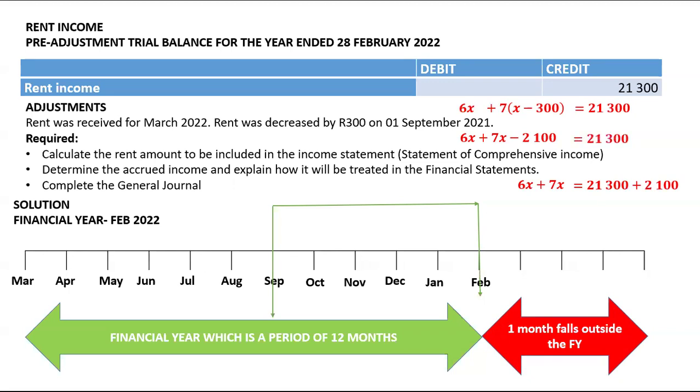23,400. Divide that by 13, which is 13 months of rent. It'll give us 1,800. So it means that it was 1,800. Thereafter, it became 1,500 after September, because it decreased by 300. Even for March, it was 1,500. And we don't want that 1,500 for March, because it's income received, not earned.